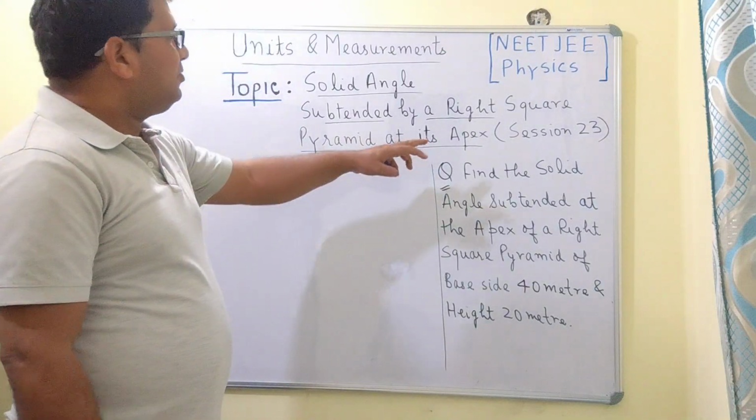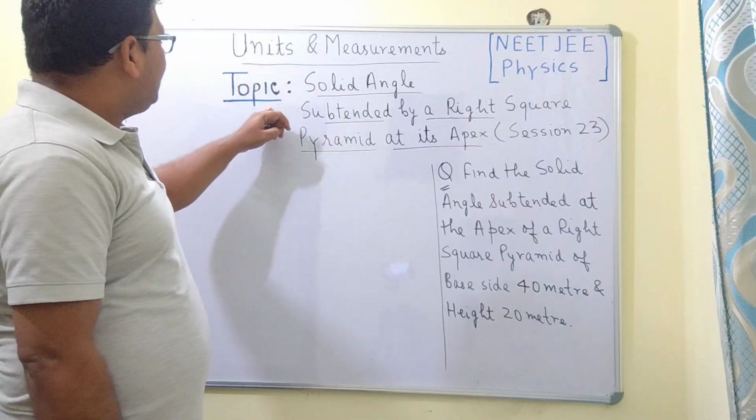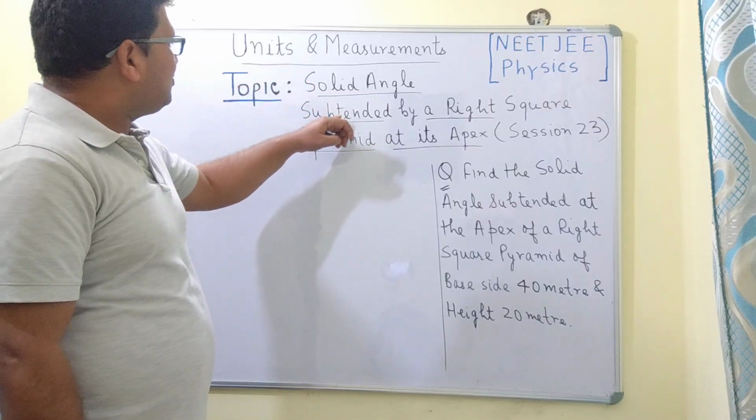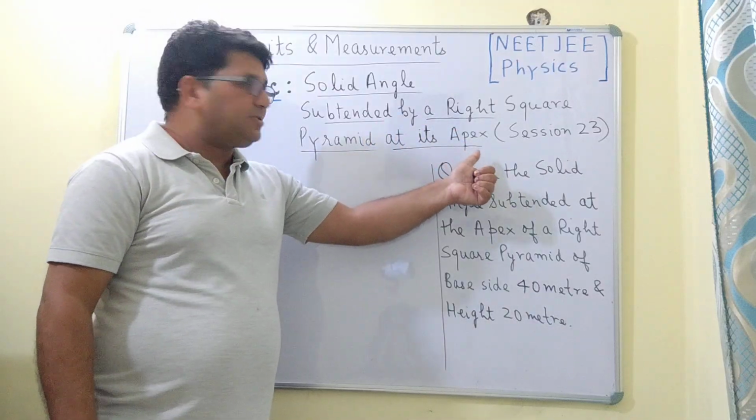Good evening and welcome to session number 23 from the chapter of units and measurements. The topic is the calculation of solid angle subtended by a right square pyramid at its apex.